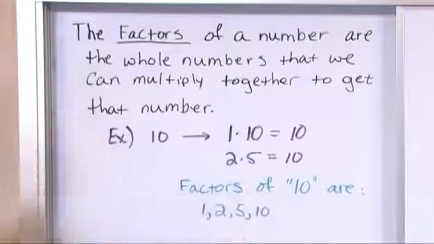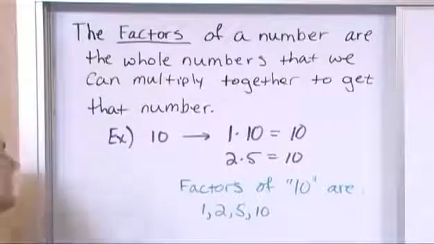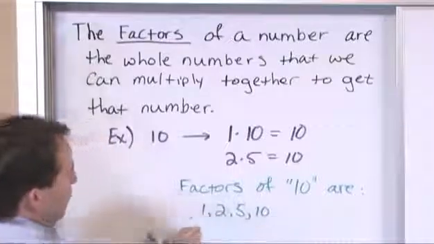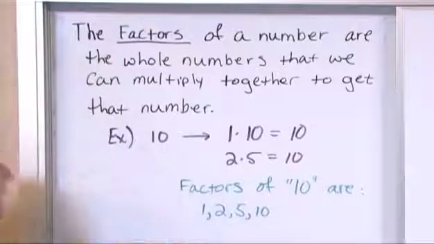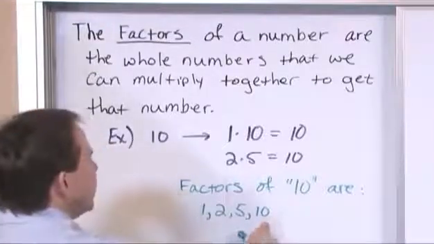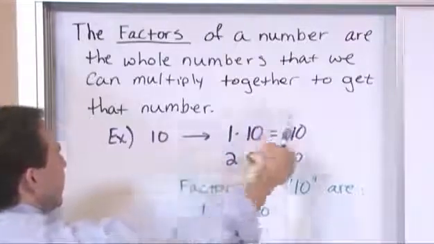That's it. So if on a test you were asked, what are the factors of the number 10, or what are the factors of the number 12, or whatever it is, then really what you're trying to do is find out what whole numbers, no decimal points anywhere, you can multiply together to give you 10.